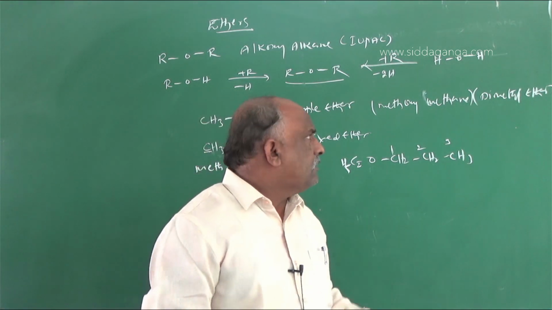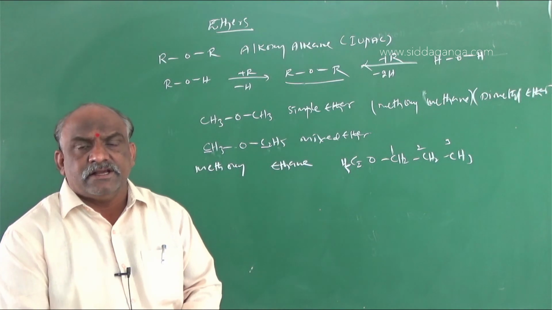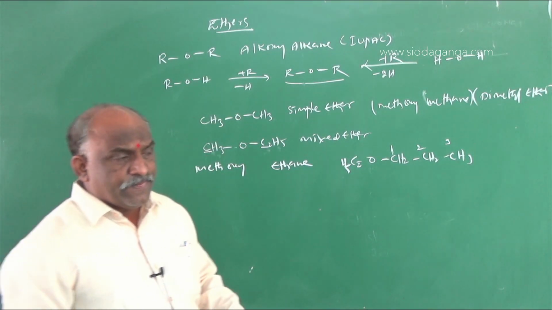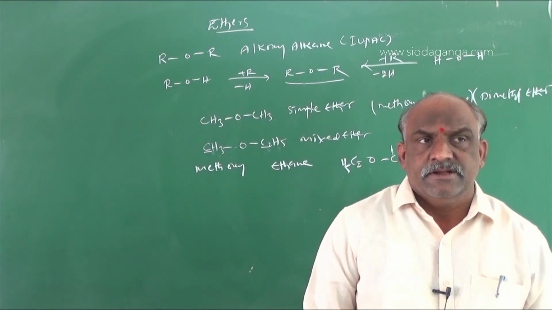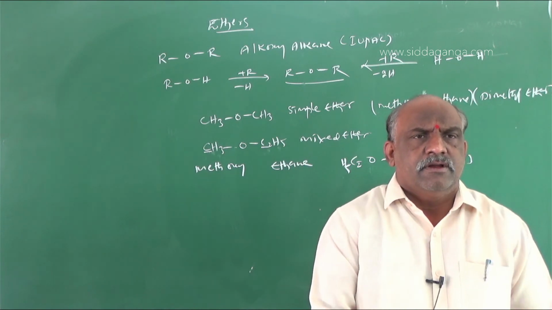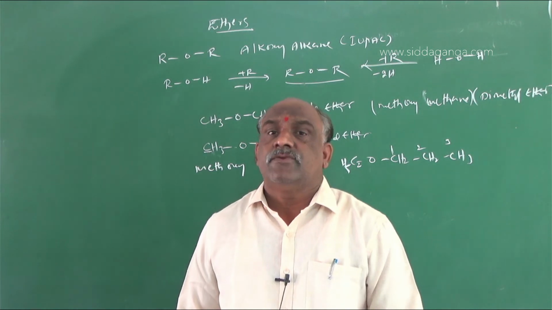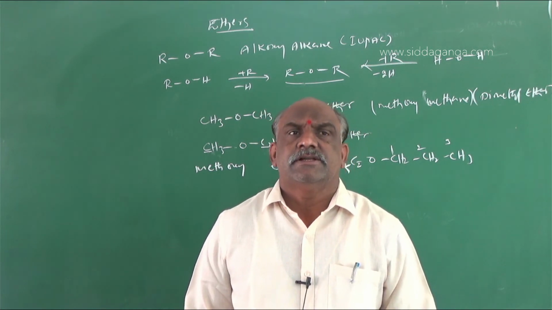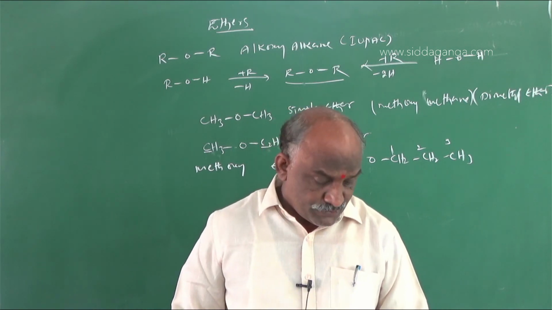So simply, they are alkoxy alkanes or alkyl ethers, dialkyl ethers. In ether, the oxygen is sp3 hybridized. Actually, we said it should be tetrahedral. But due to the presence of two lone pairs on the oxygen atom, the structure of the compound is bent shape, V shape, angular shape. You should go with that.